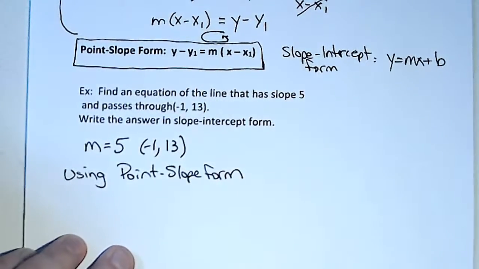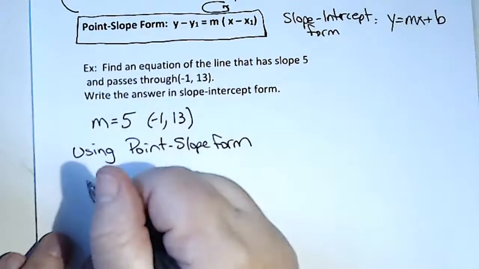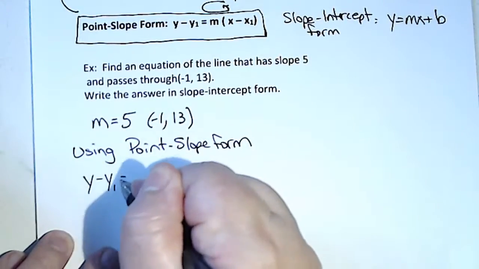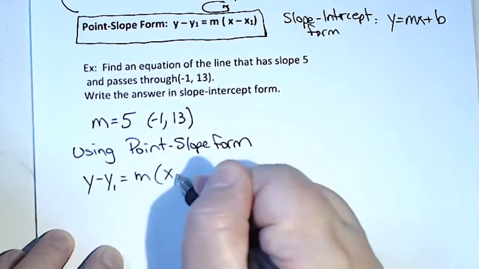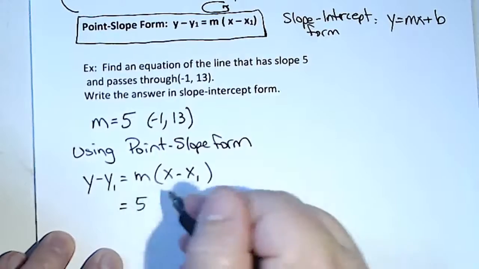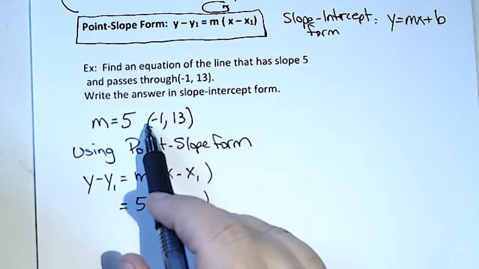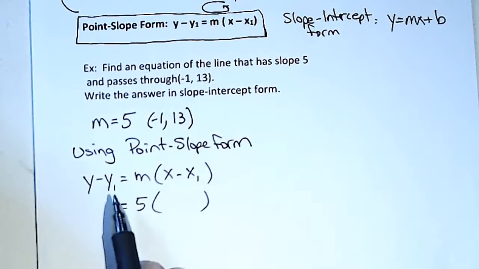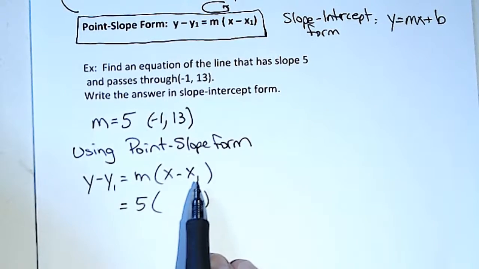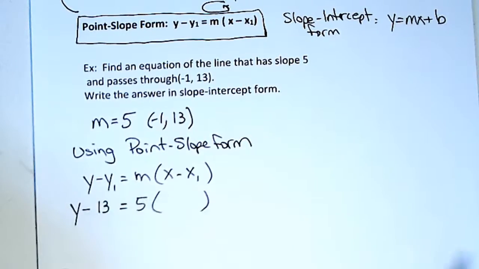This is what the problem is going to look like. I've got y minus y1 equals m times the quantity x minus x1. I know my slope is going to be 5. And what I do is I take these two values, the x and the y, and I plug them in for the subscript values. So I'm going to have y minus 13.